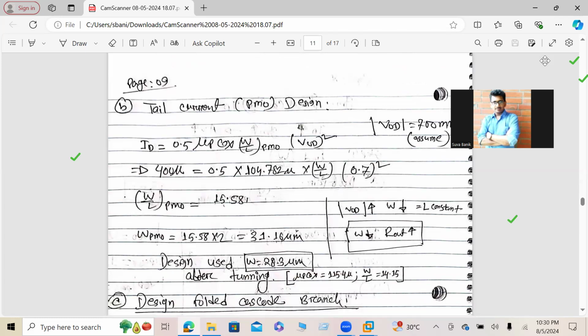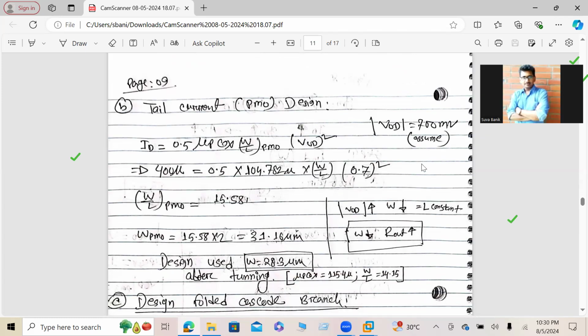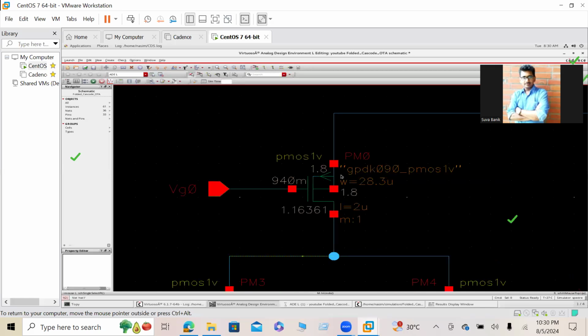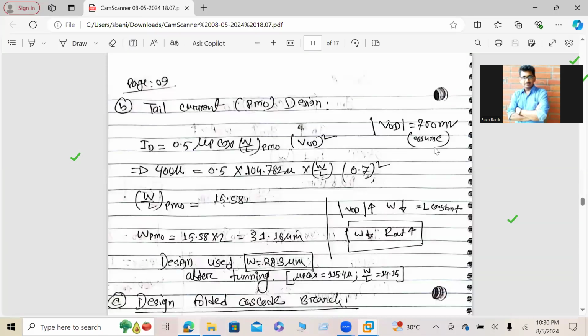So you can pause my video and watch it. Okay. One more point I'm illustrating here is the tail current. For PM0, I assume my overdrive voltage is 700 millivolt. Why? I know if my VOD increases, with length, mu and mu p everything the same, my width will decrease. If my width decreases, my R out will increase.